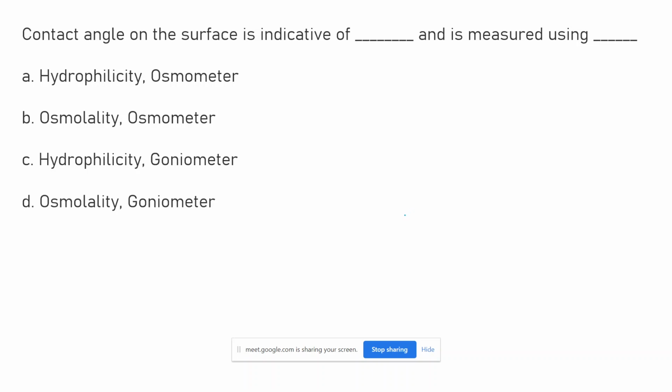So moving on to the next question. Contact angle on the surface is indicative of what property, and what is the instrument using which it is measured? Is contact angle a measure of hydrophilicity or hydrophobicity? And how is it measured, using an osmometer or a goniometer?